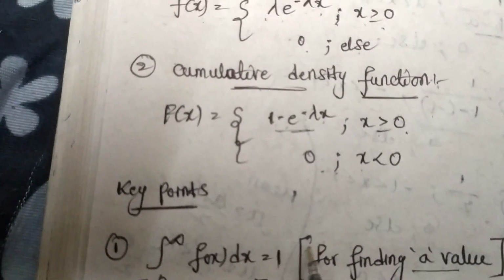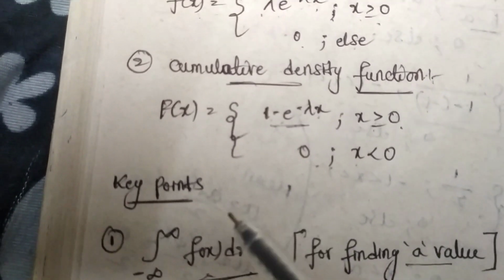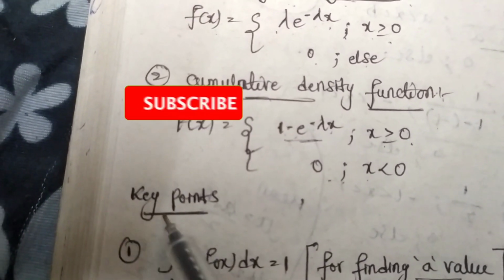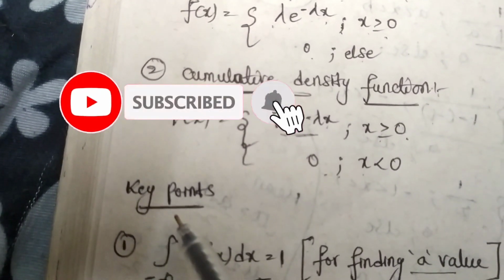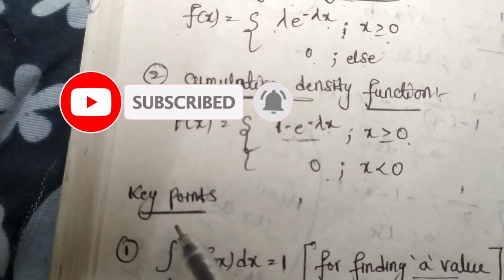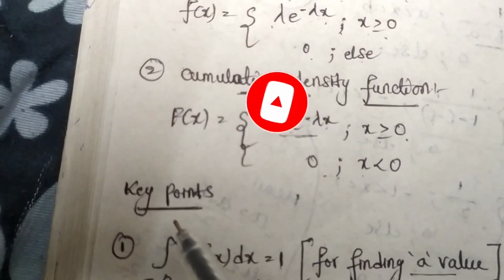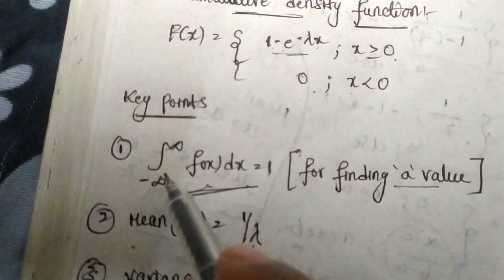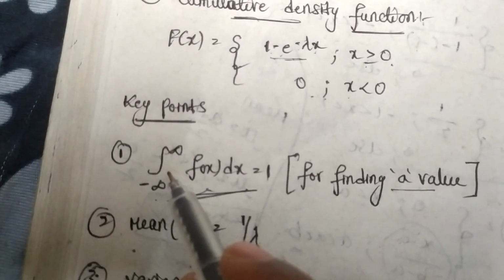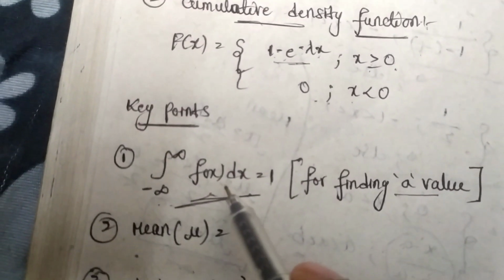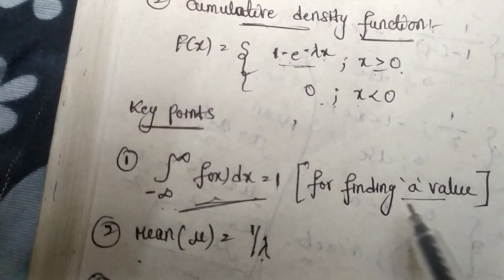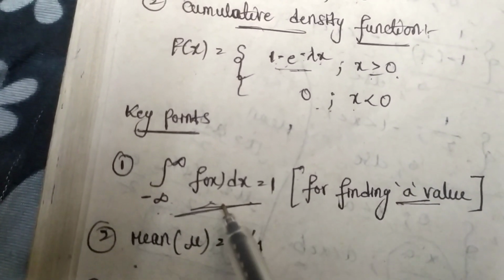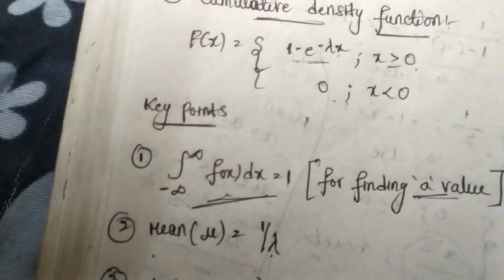Same as in uniform distribution, in exponential distribution also we have some key points which are used for solving problems related to the exponential distribution concept. The first formula is the integral from minus infinity to infinity of f of x dx equals 1, which is used for finding a value. It will be the one we use most.